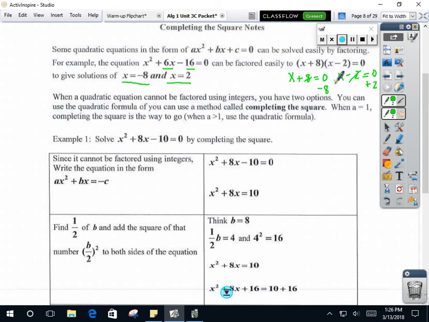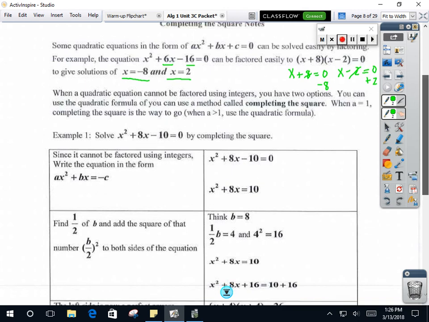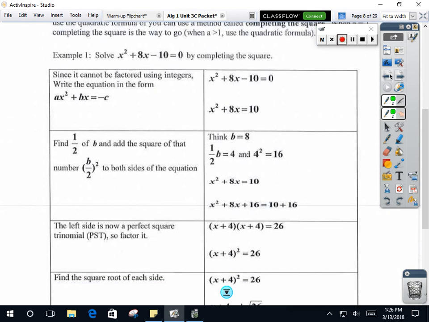But you've already seen on some examples that we've done over the last couple of weeks that some of them cannot be factored. Sometimes you cannot find two numbers that multiply to make the c and add to make the b. That does not mean that they cannot be solved. It just means that they cannot be factored. So today I'm going to teach you a different way to solve them. Let's look at example 1.